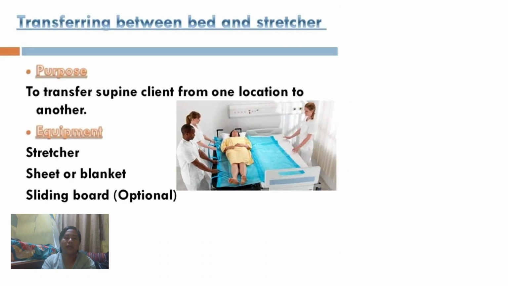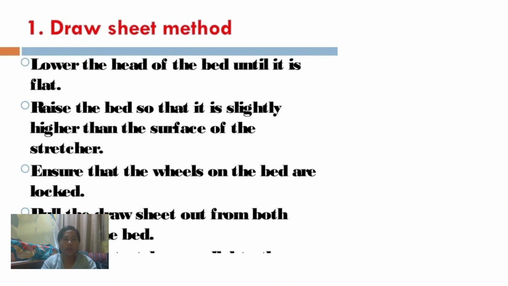hoyer lift. Purpose: to transfer a supine client from one location to another. Equipment: stretcher, sheet or blanket, sliding board. Lower the head of the bed until it is flat. Raise the bed so that it is slightly higher than the surface of the stretcher. Ensure that the wheels on the bed are locked. Pull the draw sheet out from both sides of the bed.